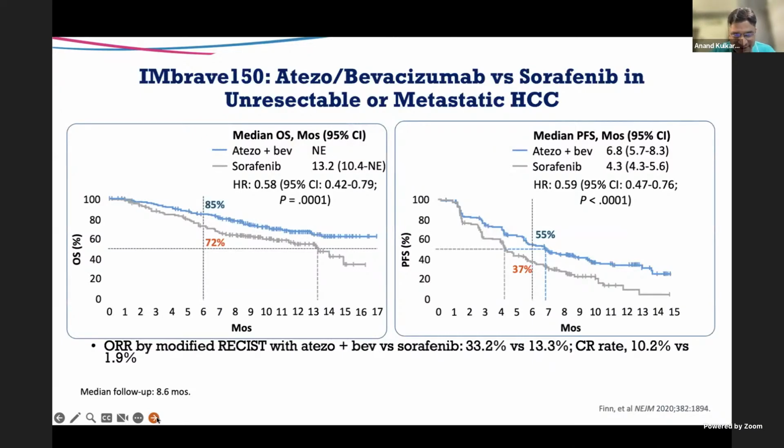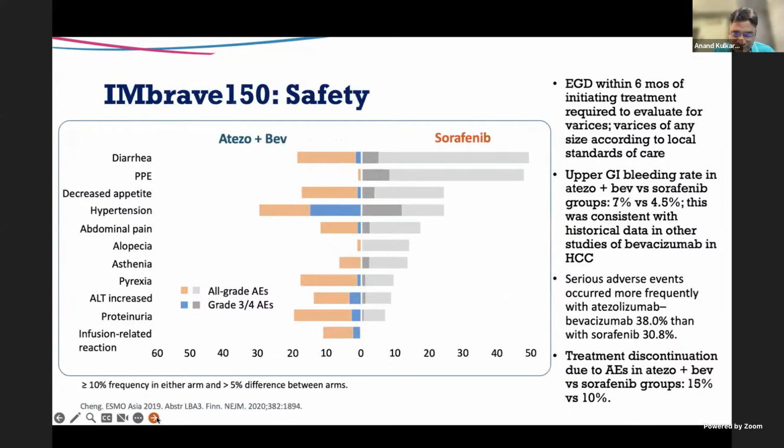In the initial study, the median overall survival was not reached, while later on it was published in the Journal of Hepatology saying the overall survival is around 19 to 20 months. With sorafenib, it was around 13.2 months. The hazard ratio was quite good in improving overall survival in patients who received the immuno-oncological agent, that is atezolizumab. Similarly, they also said that the median progression-free survival was 6.8 months compared to 4.3 months in the sorafenib arm. Objective response rate was much better with these agents, and the complete response rate was 10% compared to only 2% in individuals who received sorafenib.